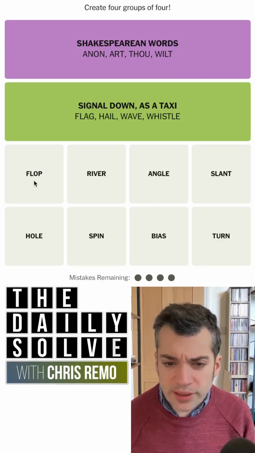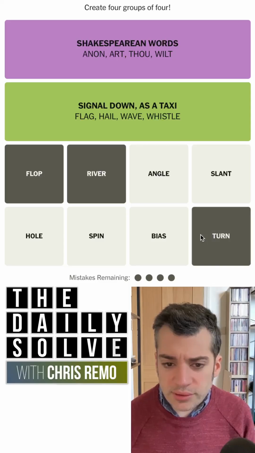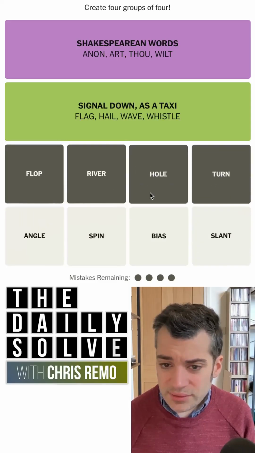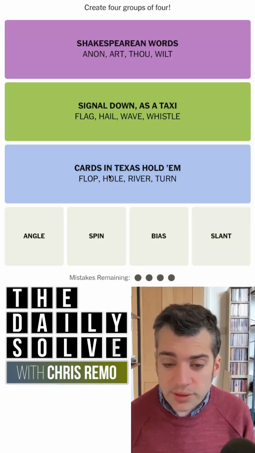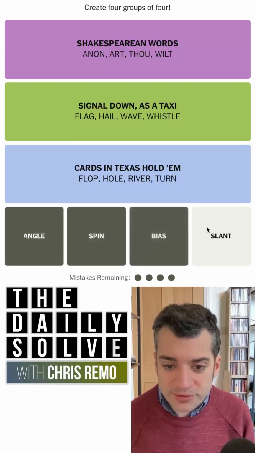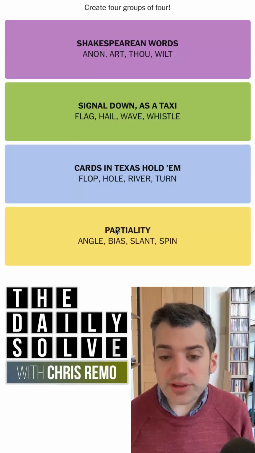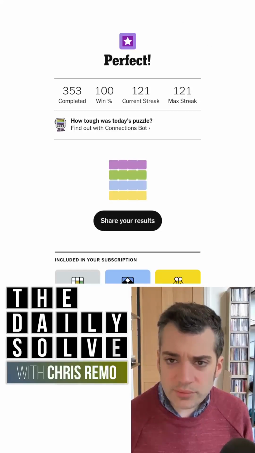So then what do we have? We have flop, river, turn, and hole, I guess. Yeah. Oh, cards in Texas Hold'em. Yeah. Okay. So it was poker. Okay. Good. Well, I'm glad I used the process of elimination to narrow that down. And then these are just sort of your preconception or something like that. Partiality. There we go. All right. Well, good. So that was tricky for me, but we got there.